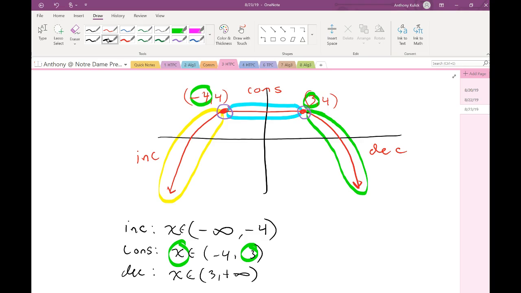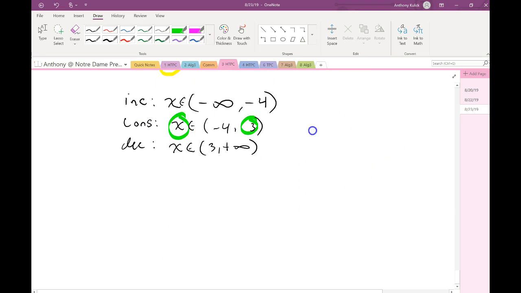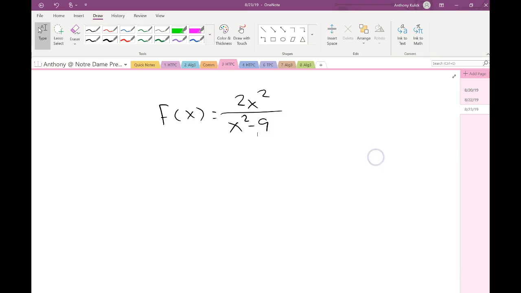Do we feel okay about this one? Let's look at another example here. So let's say we had this function. If I'm going to try to determine where it's increasing, decreasing, and constant, what would be the first thing I'd want to do? Graph it. Yep, that's exactly what I would do first.